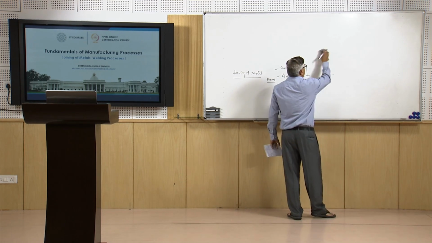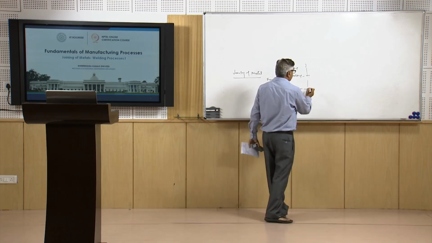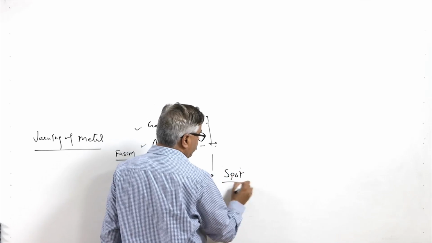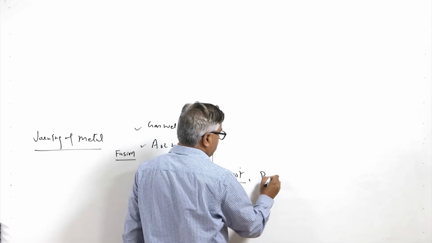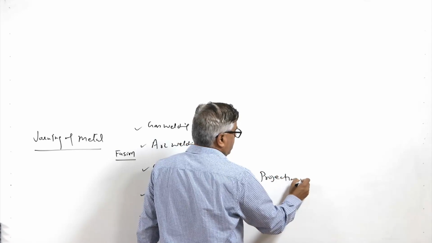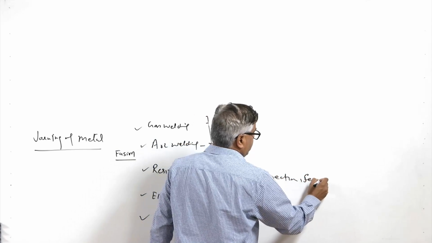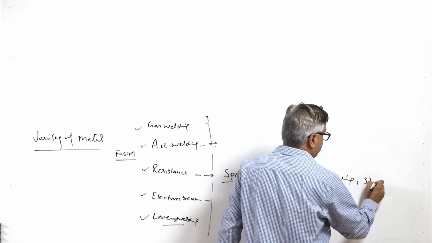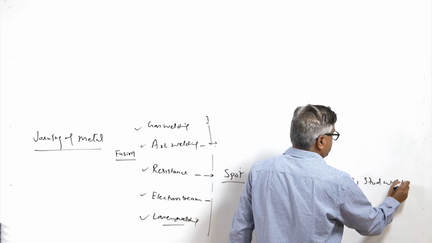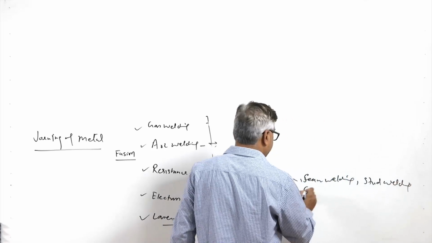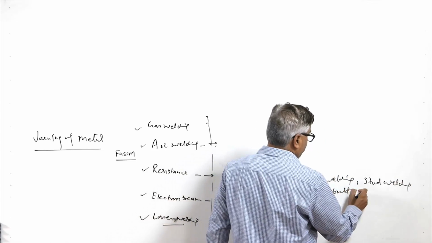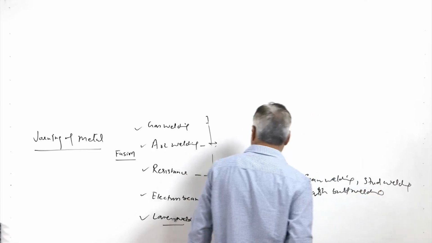There are various types of resistance welding processes. Commonly these are spot welding, which is one of them, projection welding, seam welding, stud welding, and flash butt welding. These are some of the resistance welding processes.